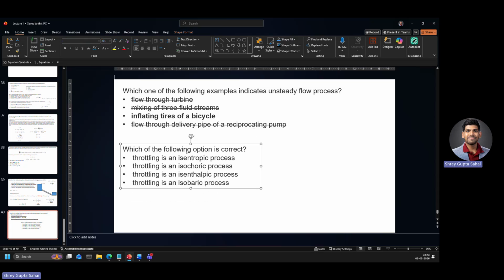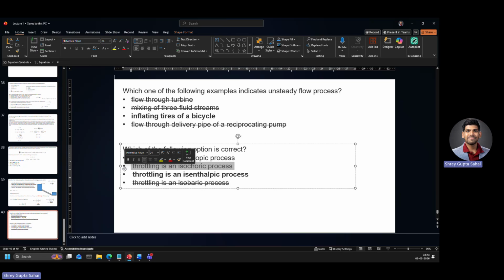Throttling is an isentropic process. Throttling is an isenthalpic process. This is something which I already told you. Throttling is an isobaric process. This you know is not true. Pressure has to drop. Throttling is an isochoric process. It cannot be isochoric because pressure is dropping. In general, you can't say that it is an isochoric process or not. For an incompressible flow, maybe, but otherwise you can't. Okay, this is also not an option.